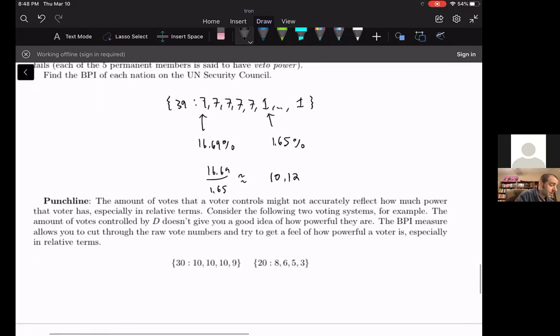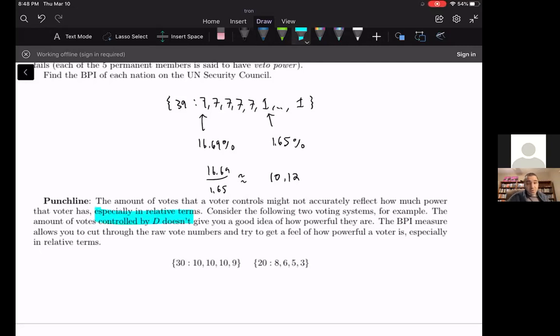Okay, so what's the punchline of today? The amount of votes that a voter controls might not accurately reflect how much power that voter has, especially in relative terms. When you're like, oh, I have 3 times the weight, does that mean 3 times the amount of power? That's what I mean by relative terms here.